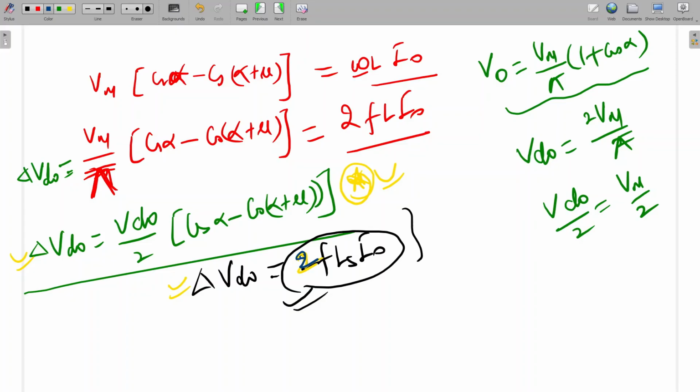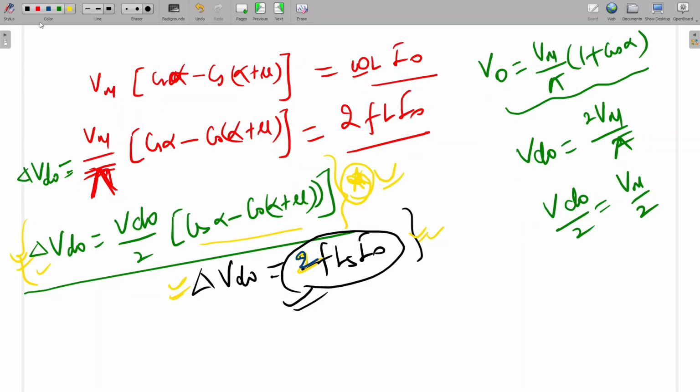Hello, am I audible? Audible, sir. You are audible, sir. Is it clear? So you have to remember this formula, because we have framed it in the same way as earlier. The standard formula is delta Vd0 equal to Vd0 by 2 into cos alpha minus cos alpha plus mu. So this only we have to remember.